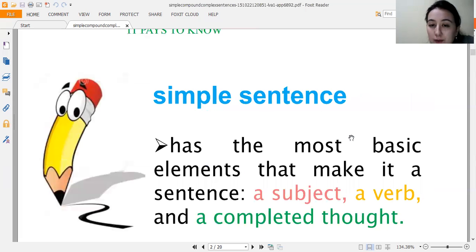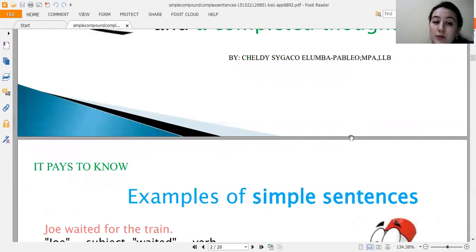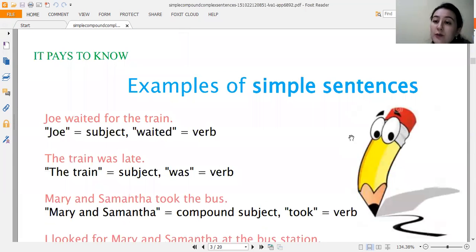So, simple sentence. The first type of sentence is the simple sentence. This is a sentence which has the basic elements that make it a sentence. So it has a subject, it has a verb, and it has a completed thought. Yes? So examples of simple sentence. Joe waited for the train. So there is a subject, Joe, and there is a verb, waited. The train was late. The train is a subject and was is a verb, and this is a simple sentence.